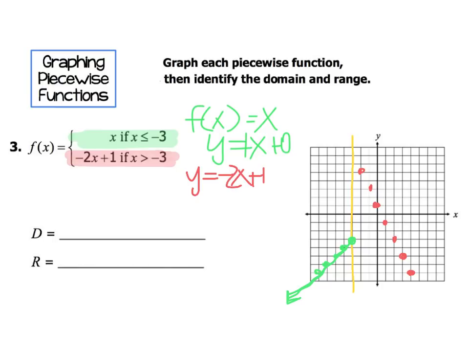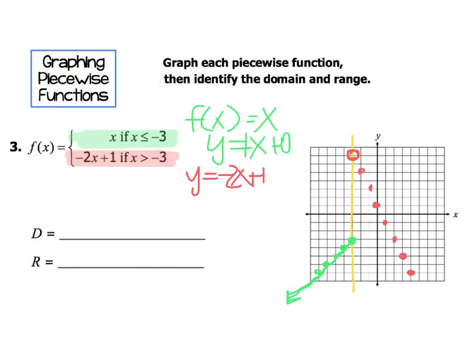So where our domain changes, once again, is at that line, x equals negative 3. And we would know we want this red one, we want this function when it's greater than negative 3. So that means we want an open circle wherever our line falls on negative 3, okay? Then we would just connect all of our dots using a ruler.